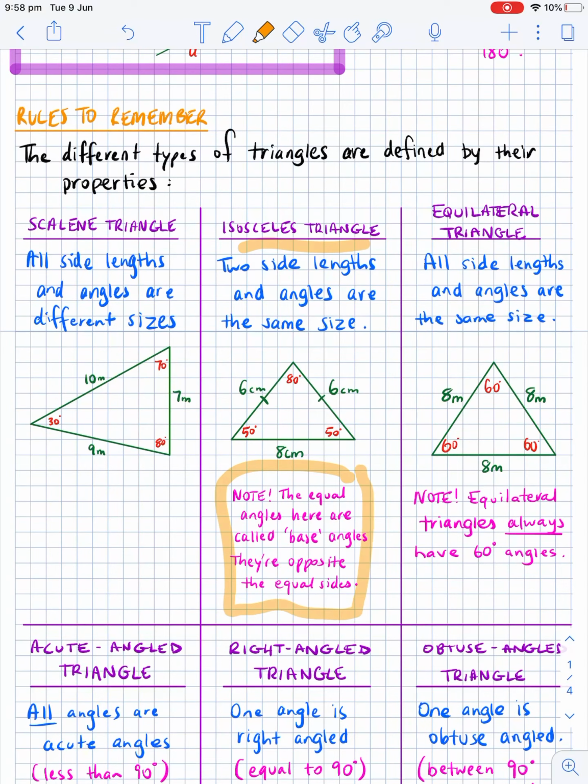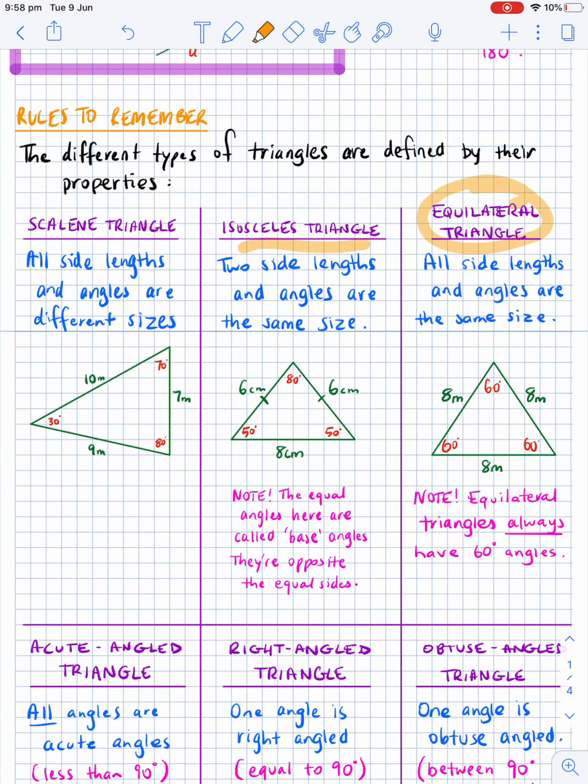Note, the equal angles here are called base angles. They're opposite the equal sides. So these 50-degree angles, they're called the base angles. We consider this line here to be the base of this isosceles triangle, and these angles are on the bottom with that base. We know that these angles are the base angles because they're also directly across from these equal sides here. If we go straight across, we get to the base angles.